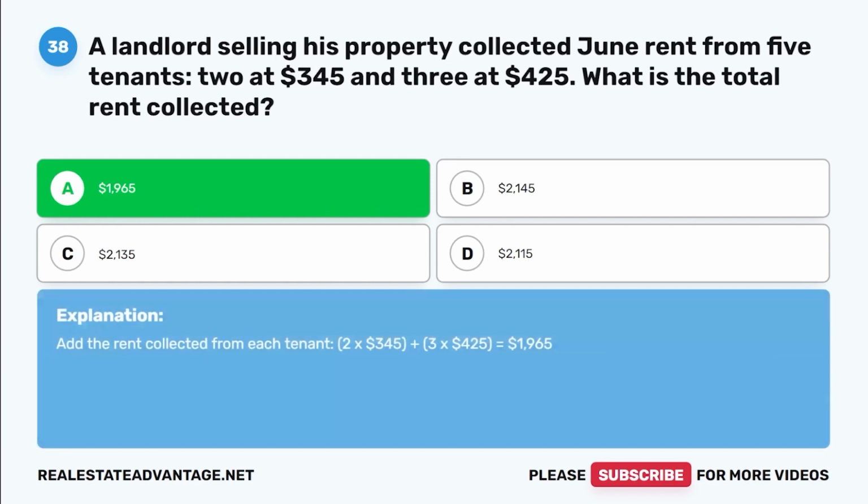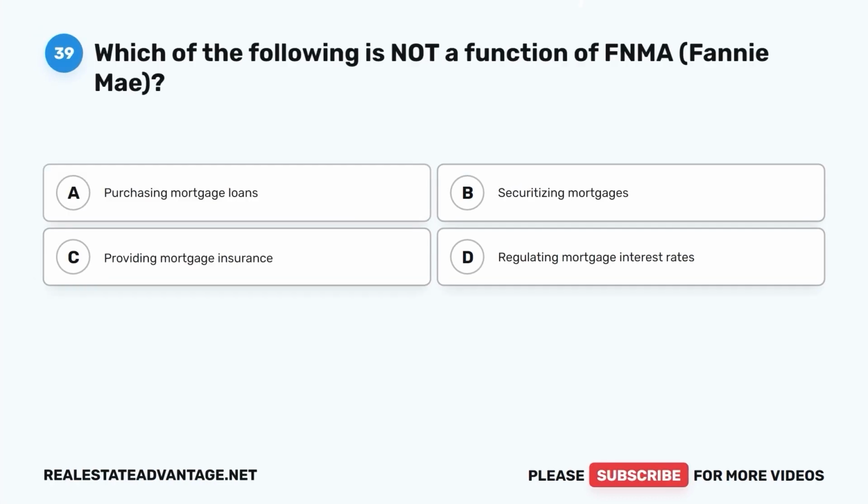$1,965. Add the rent collected from each tenant, 2 times $345, plus 3 times $425, equals $1,965.